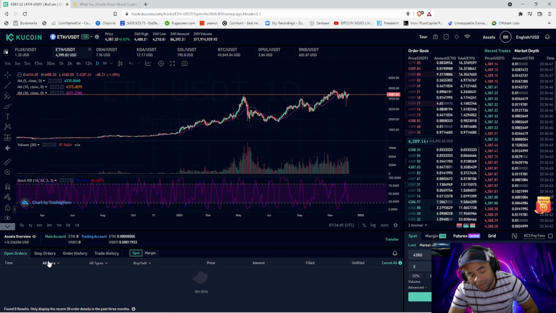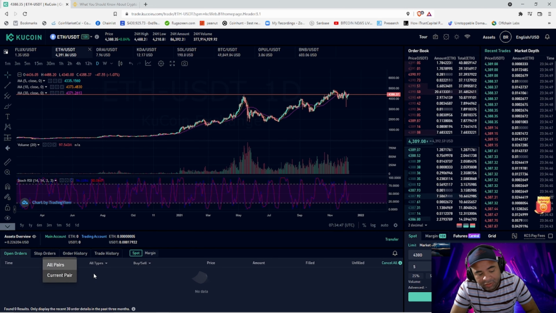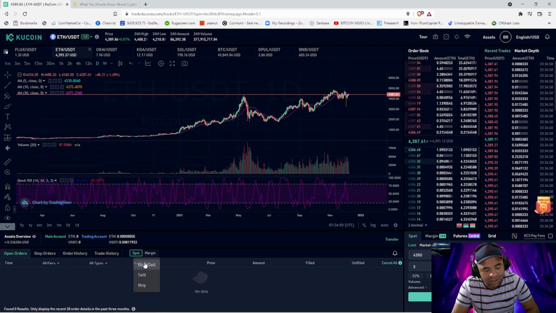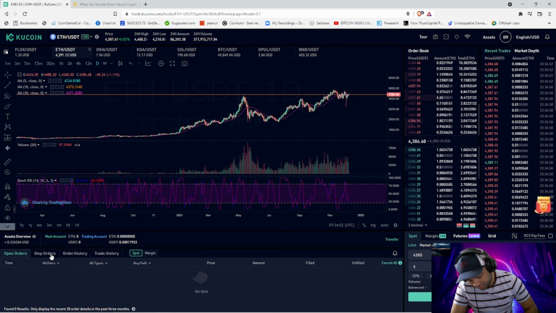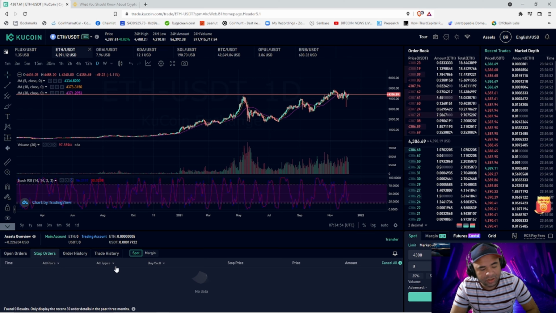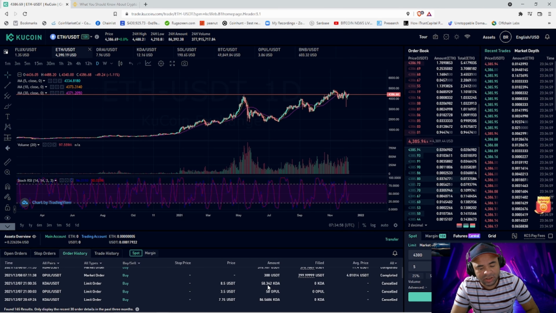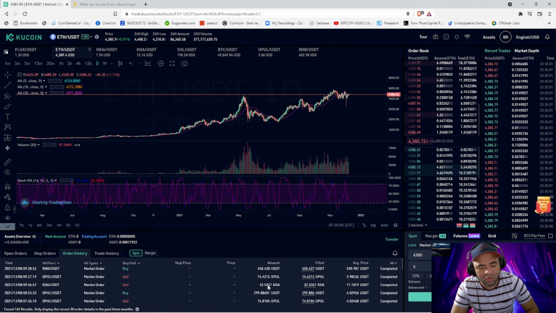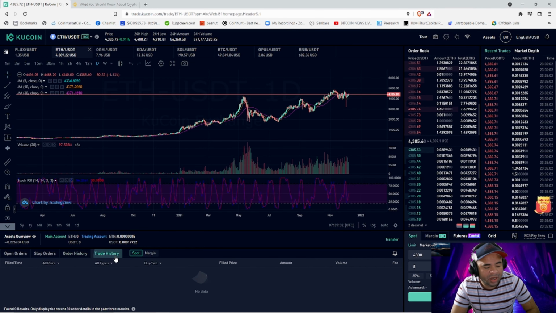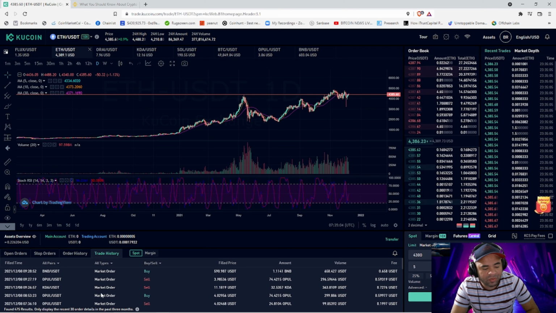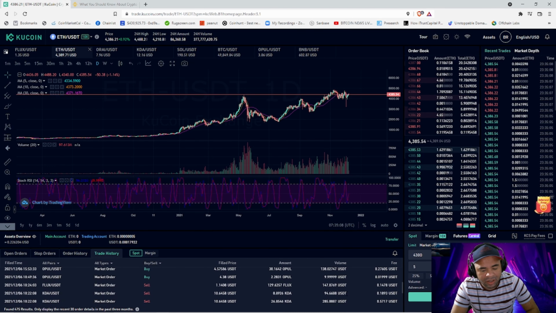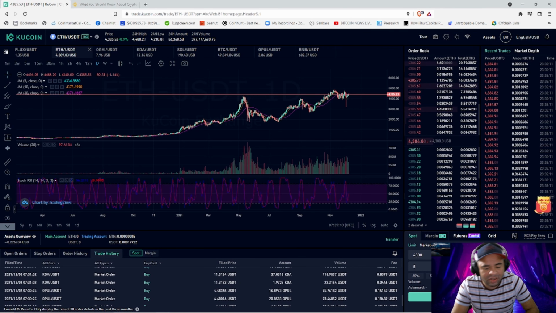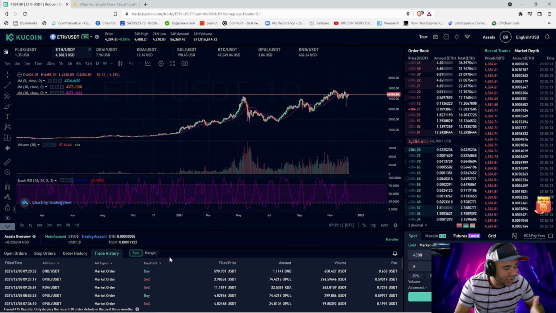So with all that being said, we then have pairs, right? We have all types, and we have buy and sell. We also have stop orders. So this is where our stop losses would be. We have order history. So this is where we've purchased and sold items, right? And then we have trade history here where we've traded items. So this shows all my buys and sells for different amounts and how much I bought and sold and so on and so forth. So really good stuff to have.